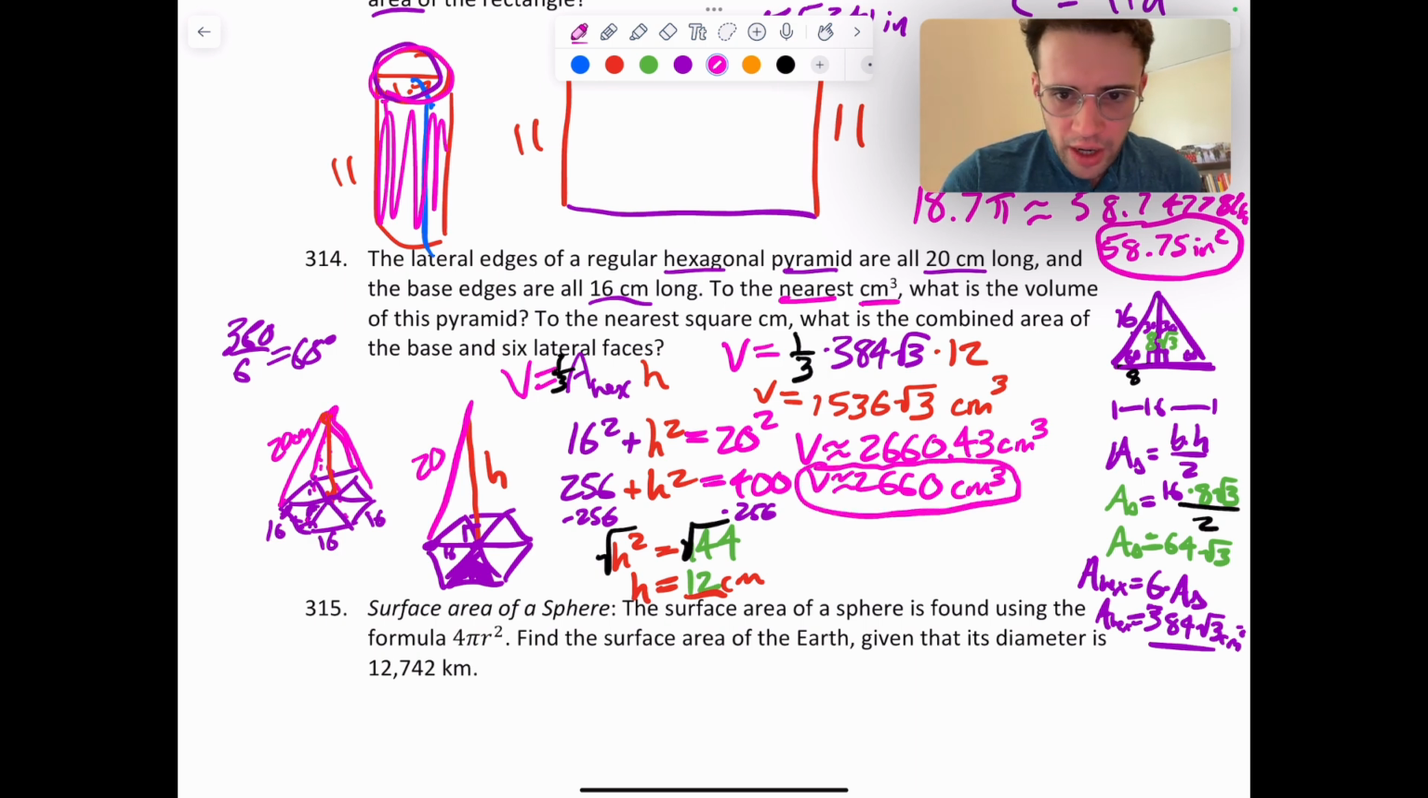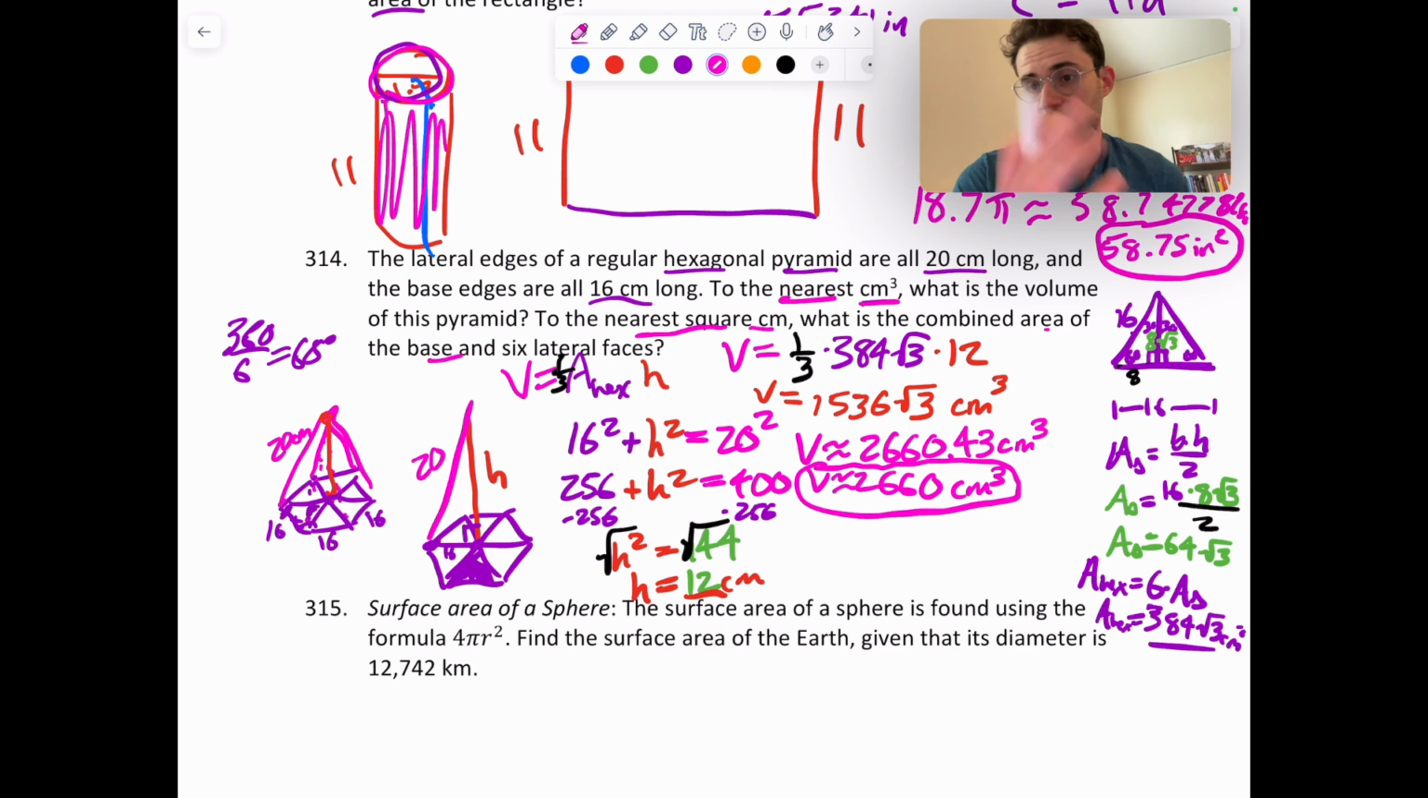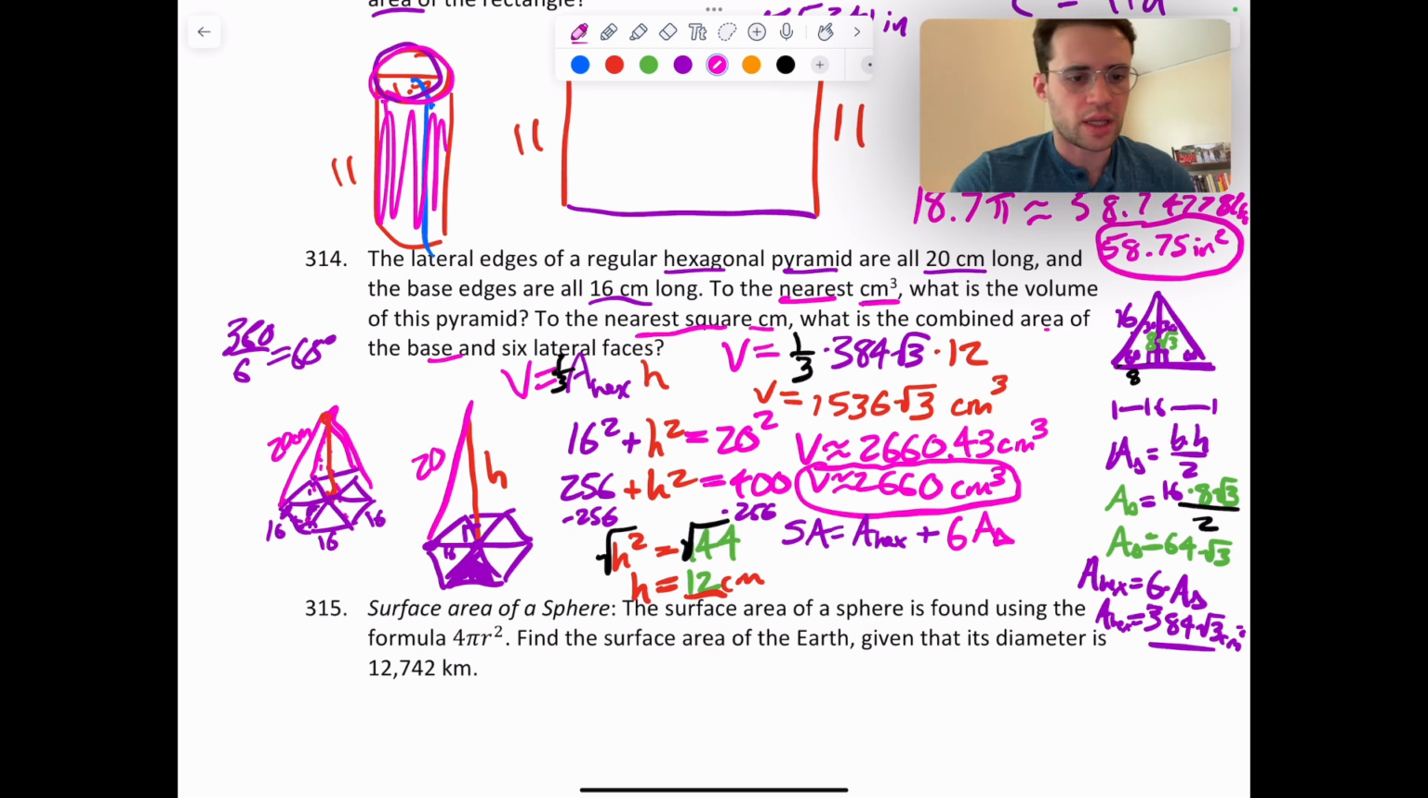Now, they also are asking for the surface area. So it's to the nearest square centimeter, what is the combined area of the base and the 6 lateral faces? That makes up all of the surfaces of the shape. Well, we already have the area of the hexagon. If we write this out, our surface area is equal to the area of the hexagon plus the area of the 6 triangles that connect the vertex point, the apex, to all of those vertices down on the base. So we already have the area of the hexagon right here. We could just plug that in.